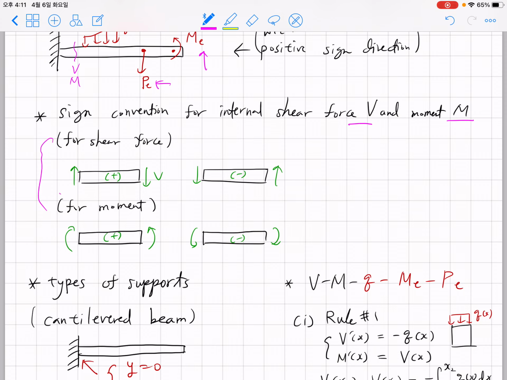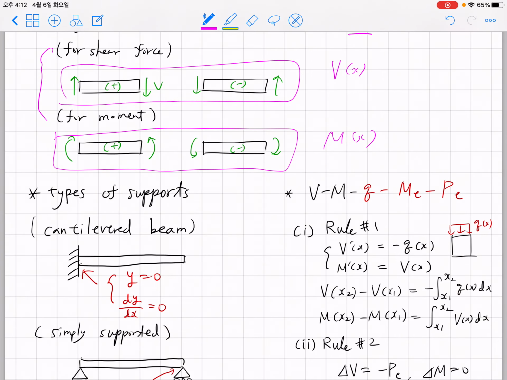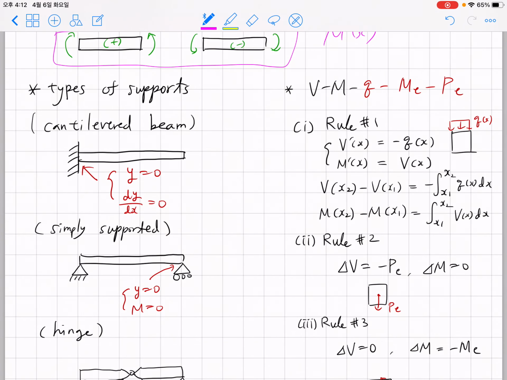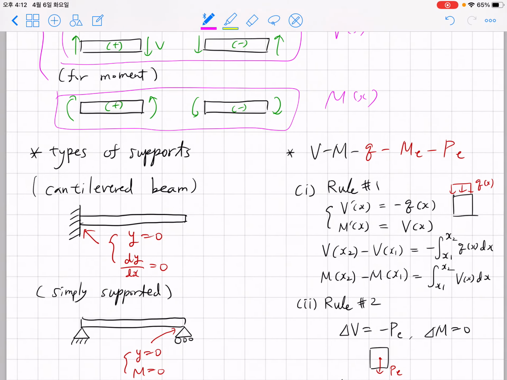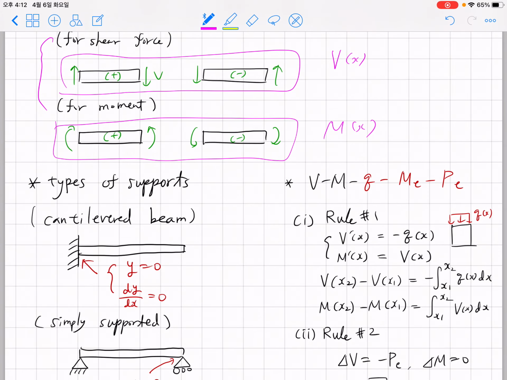So this is the sign convention we have when somebody asks us V as a function of x, when somebody asks us M as a function of x. We have to always rely on this consistent sign convention, especially for our lectures, our textbook, right? We may have different sign conventions for different textbooks, but we are now studying our textbook, and our textbook at least says this is the sign convention.